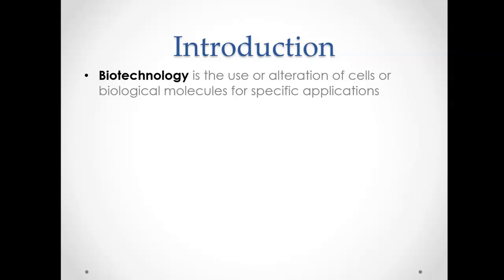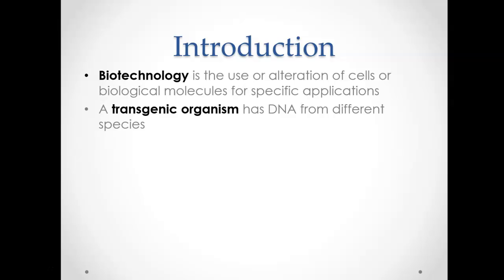And there's all kinds of new and exciting things we are learning every day about what we can do when we alter or modify cells or molecules. A lot of times biotechnology is working with something called transgenic organisms. And a transgenic organism is anything that has DNA from a different species. So if we take DNA from a fish and we put it into a tomato plant, that's a transgenic organism we've just created. If we take bacterial DNA and we put it into a corn plant, that's a transgenic organism because it has DNA from different species.